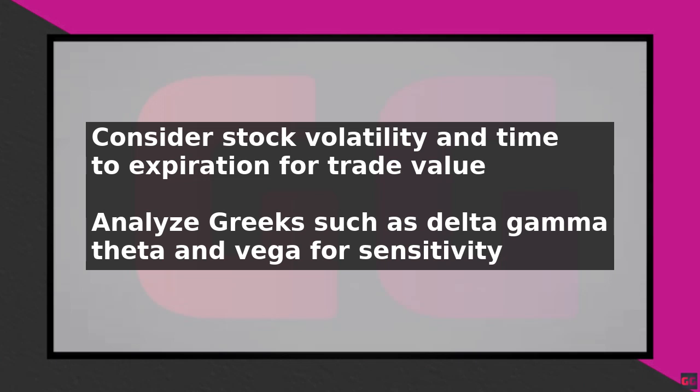Delta measures the option's sensitivity to the stock price. Gamma measures the sensitivity of delta to the stock price. Theta measures the sensitivity to time. And vega measures the sensitivity to volatility.